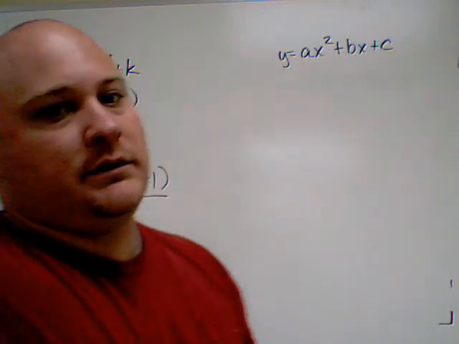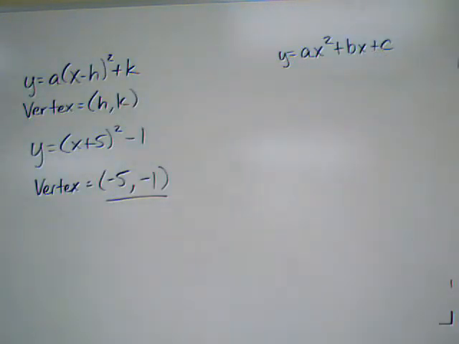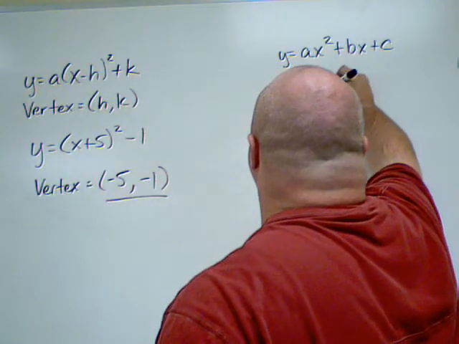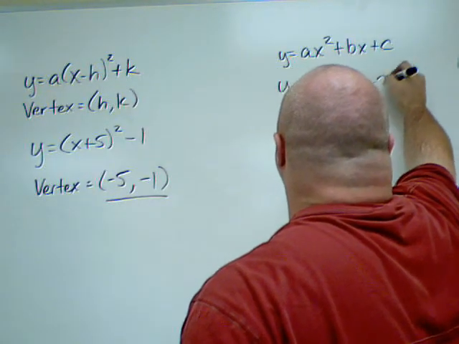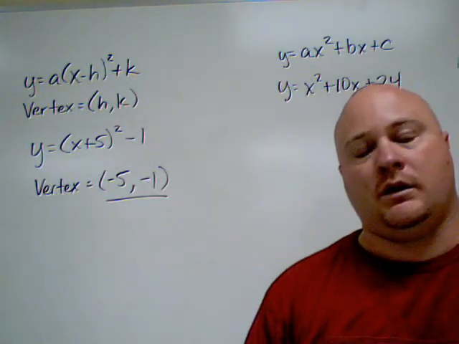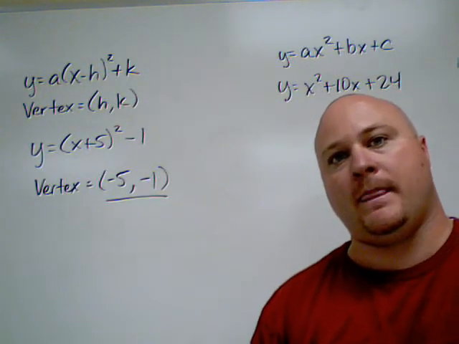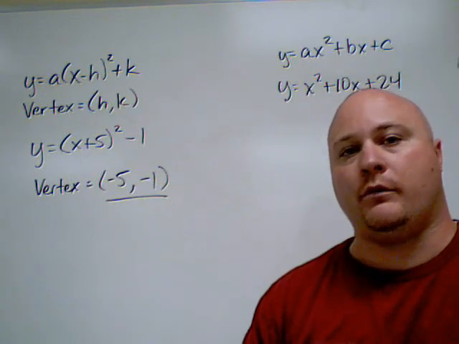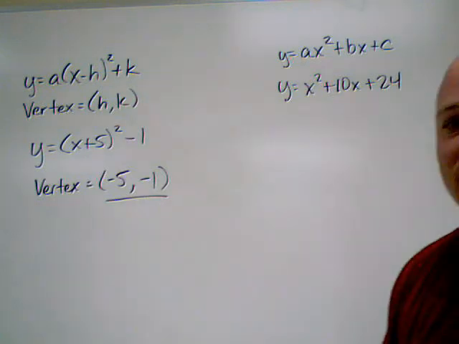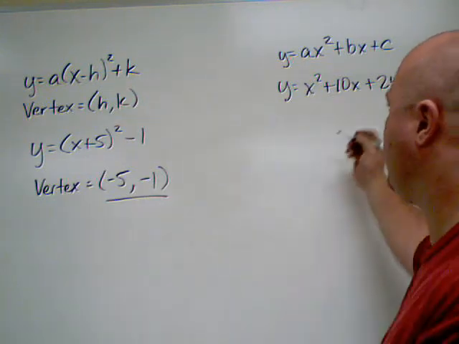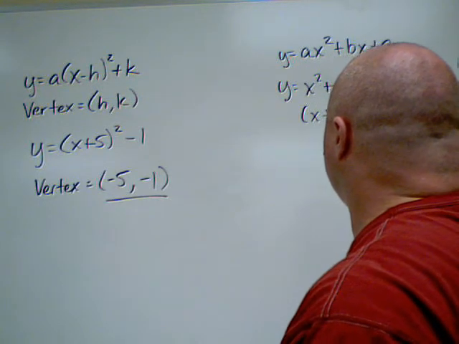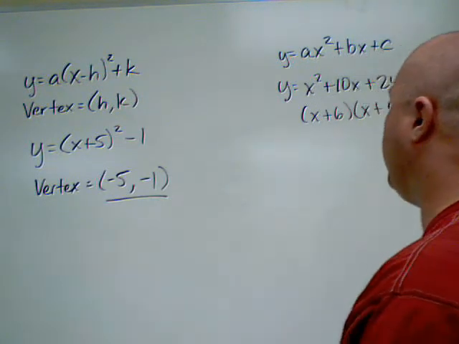Now, let's look over at our standard form. Standard form we identified as x squared plus 10x plus 24. Now, if we want to find our roots, we can do that two ways. Okay? We can either factor or we can use the quadratic formula. Now, this equation is one we can factor, so it's going to be easy. Alright, we end up with (x plus 6) times (x plus 4).